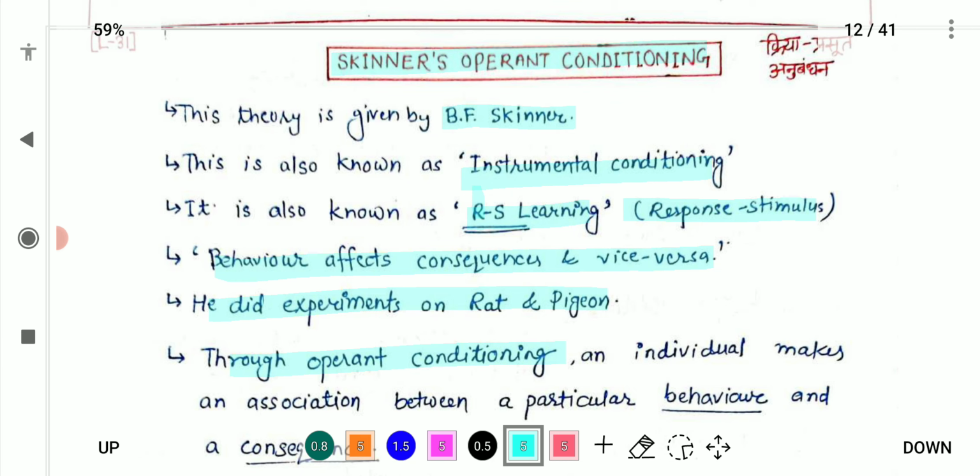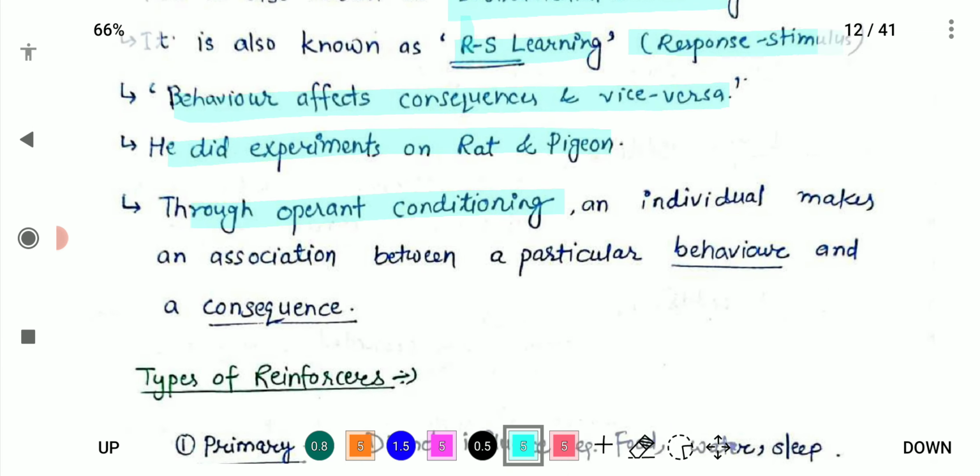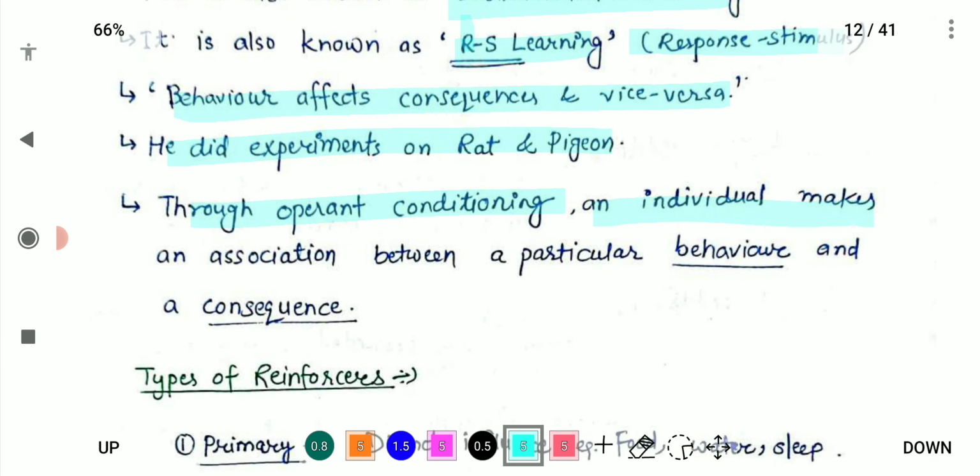Skinner did this operant conditioning. Through operant conditioning, an individual makes an association between a particular behavior and its consequences. If we do like this, then the result will be like this. Likewise, they have conditioned their mind, and according to that, they will act.